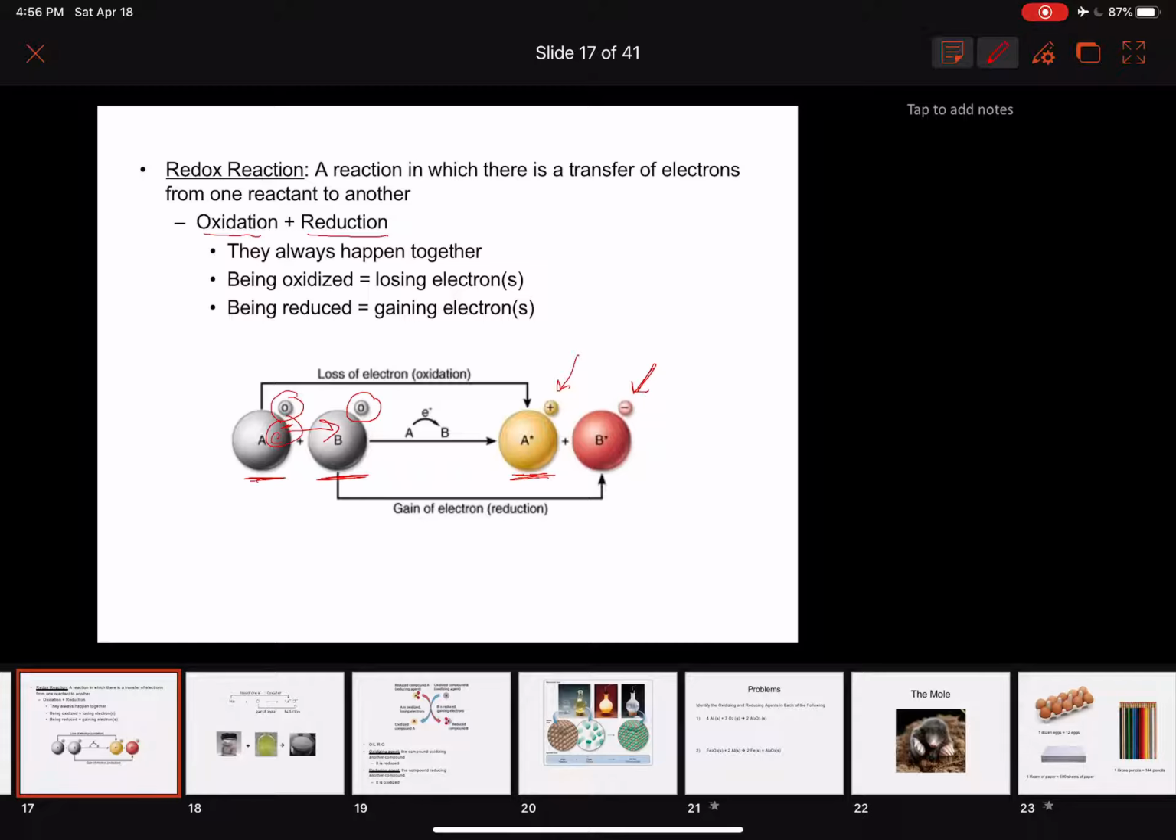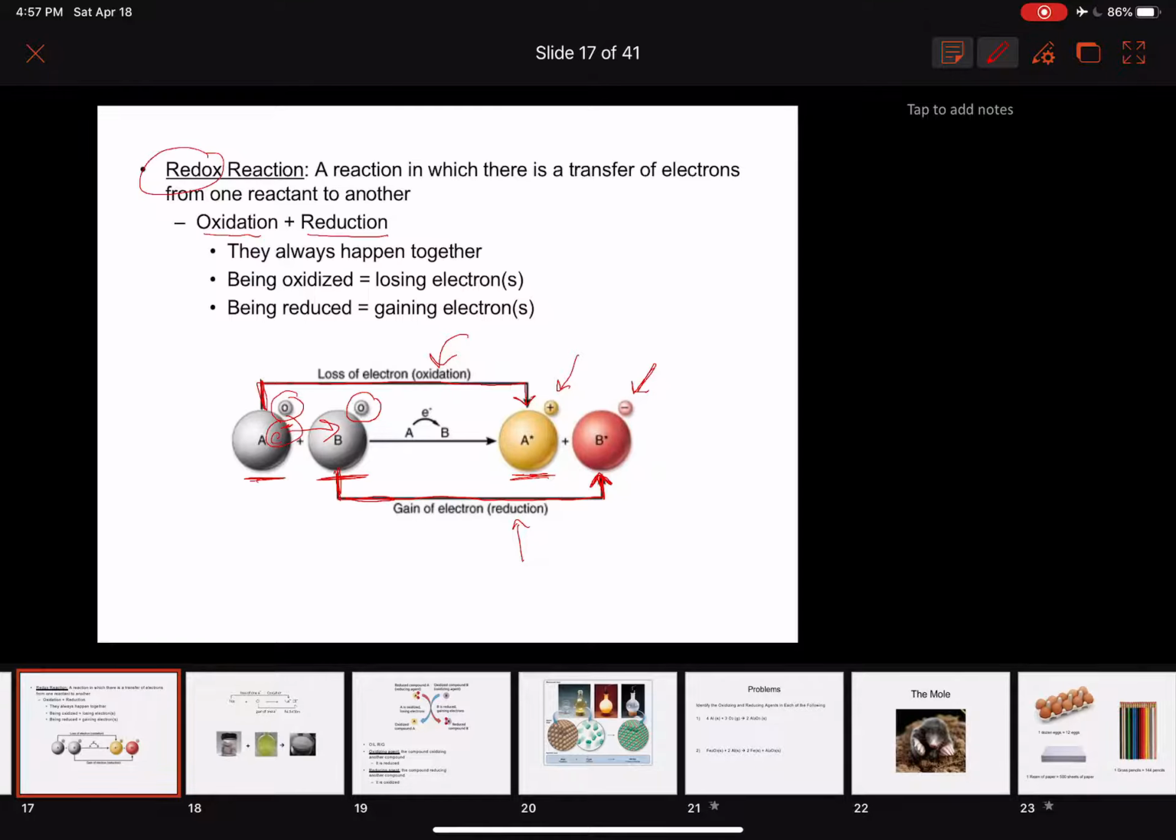Now, if you lose an electron, you are oxidized. So that's called oxidation. If you gain an electron, that's called reduction. You are reduced, okay? So we have reduction right there. And again, these always go together because if somebody's losing an electron, somebody else is gaining an electron. So we always have oxidation and reduction together, so that's why it's nicknamed redox.